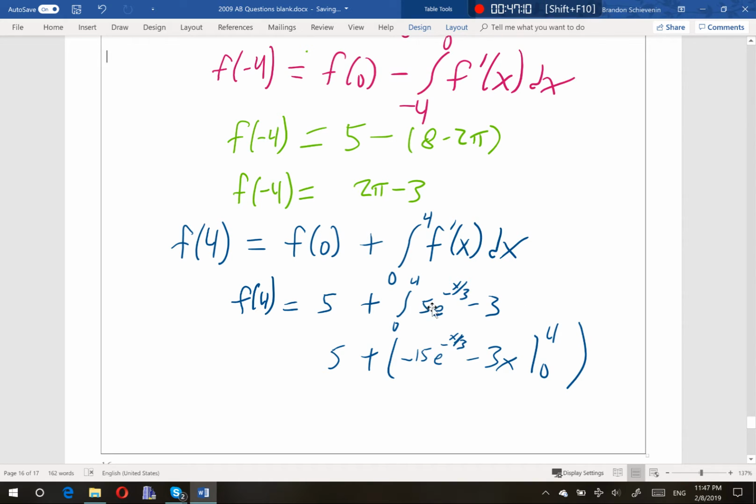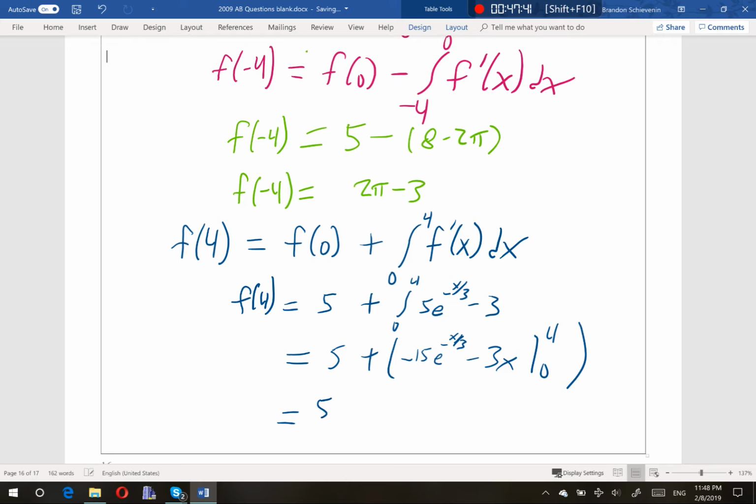So if I'm deriving e to the u, I would get e to the u times du. So if I'm integrating e to the u, I'll get e to the u divided by du. If I divide by negative 1/3, that's the same thing as multiplying by negative 3. So I'll have 5 times negative 3, which is negative 15 e to the negative x over 3 minus 3x. Any questions on that integral?